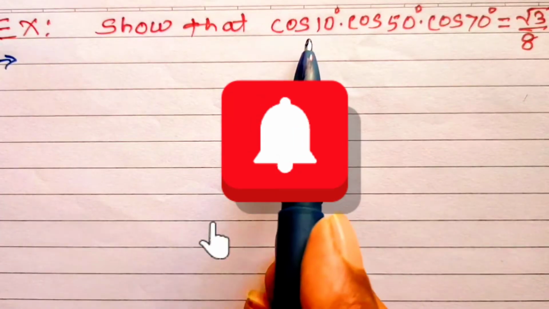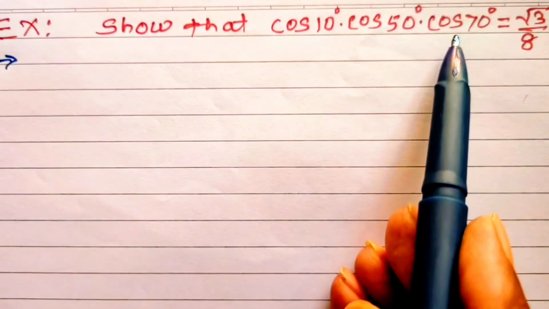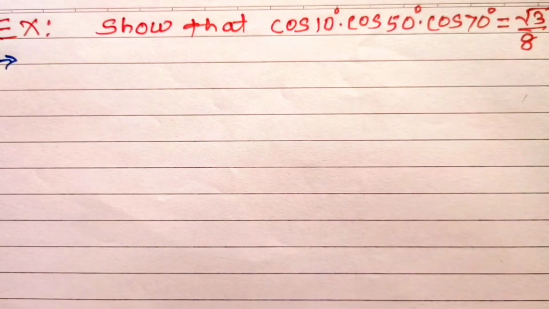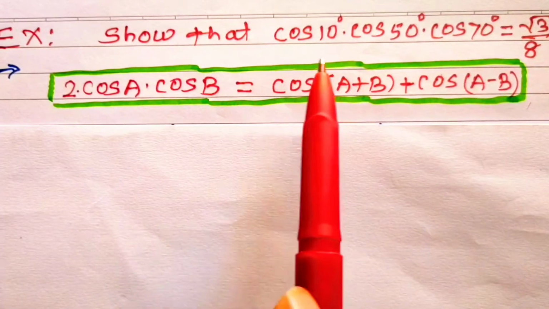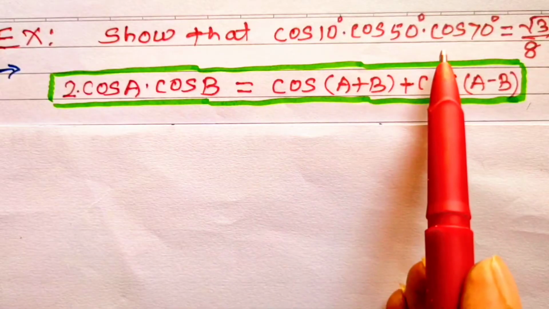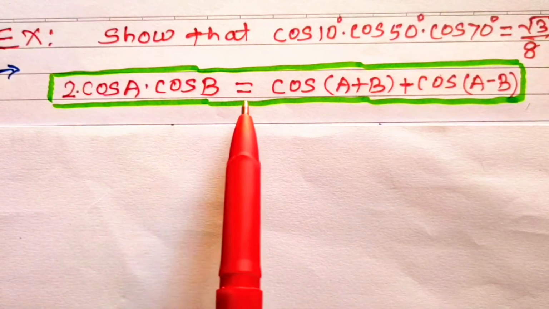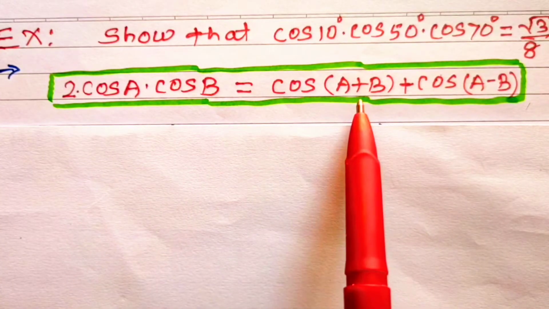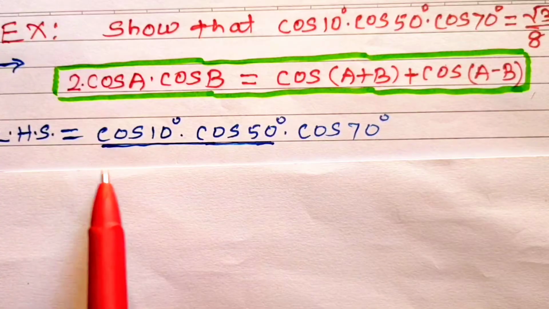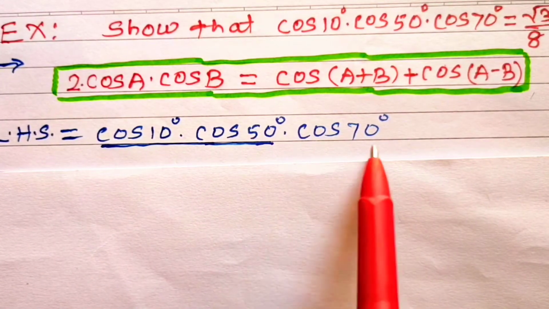Let us solve next example. Show that cos of 10 degree into cos of 50 degree into cos of 70 degree is equal to root 3 divided by 8. Let us solve this sum. Since on left hand side of given statement all functions are cosine functions, hence we have to apply this formula. 2 times cos A into cos B is equal to cos of A plus B plus cos of A minus B. Take LHS is equal to cos of 10 degree into cos of 50 degree into cos of 70 degree.